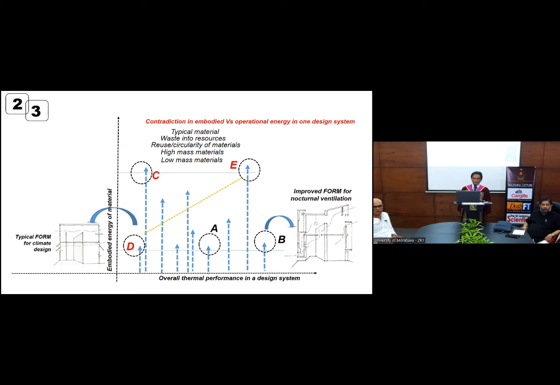So which one is better, C or E? That's an ongoing research at the moment. I believe that E is better because it has better operational performance, although it has high embodied energy materials.